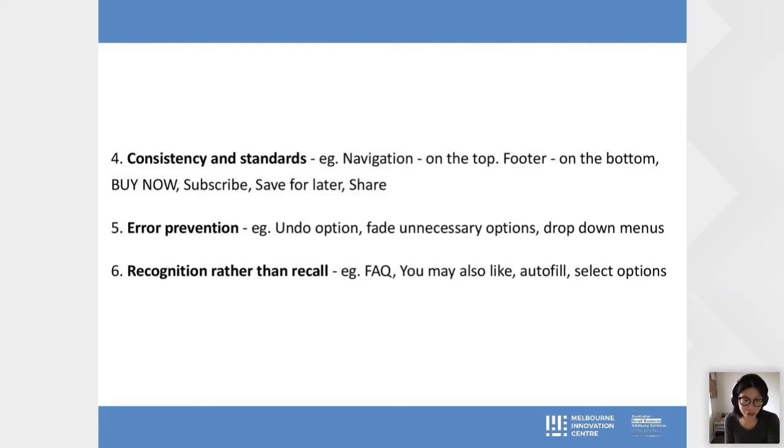And you want to be able to show that there are errors if something is happening. So if there is an error or someone's made a mistake, they can undo something, or you're going to take out options. So there is a fade on options that aren't necessary.